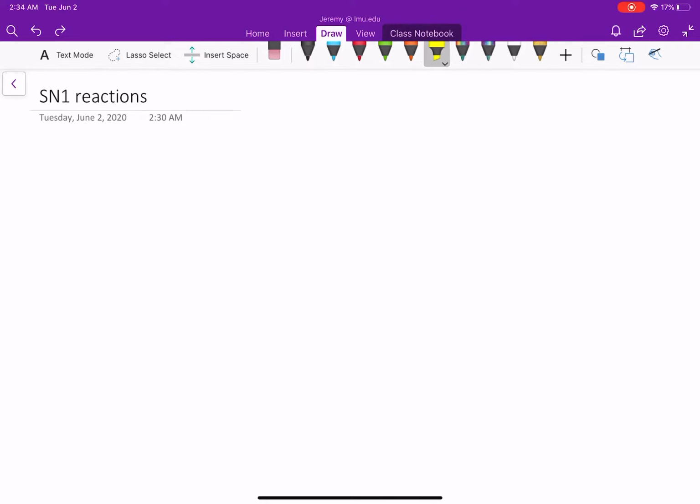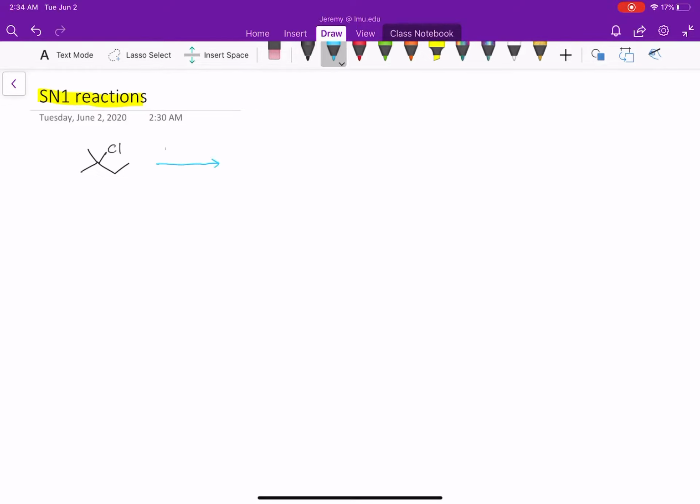Okay, so let's talk about our next substitution reaction, specifically the SN1 reaction. So again, we're going to be doing a substitution reaction. So let's look at an example here. I'll start with an alkyl halide.